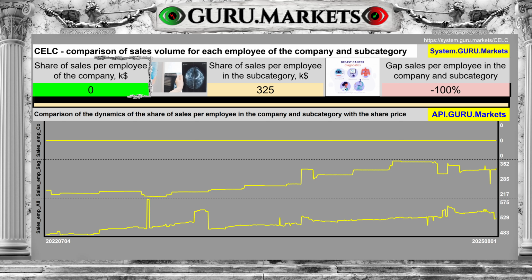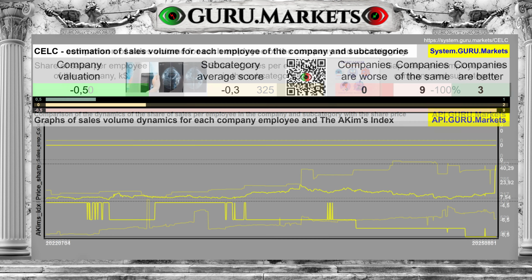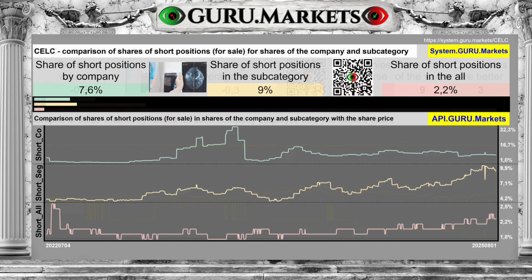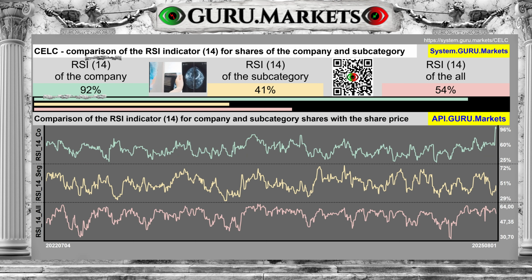In the subcategory, $325,000. Evaluation of revenue per employee of the company in comparison with the indicators in the subcategory: tolerable, minus 0.5 points. The volume of short transactions corresponds to 7.6%, with an average for the subcategory of 9%. Technical indicator RSI 14 shows a 92% level for the company Celcuity Inc., whereas in the subcategory the RSI 14 level is approximately 41%.